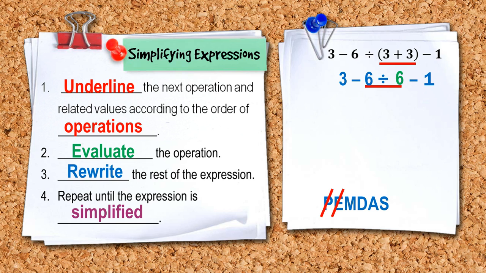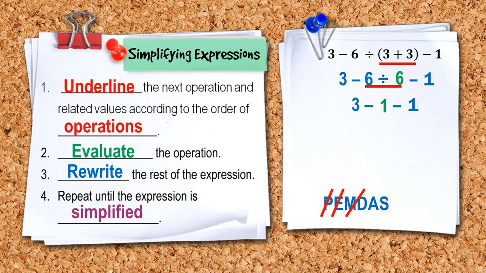So I'm going to underline. 6 divided by 6 is 1. I'm going to evaluate it to get 1, and then I'm going to rewrite everything that didn't get evaluated. I'm going to go from left to right. I'm still on MD. Are there any multiplication or division problems left? Nope. So that's done. Cross it out.